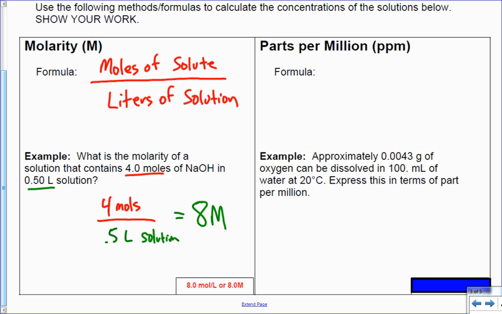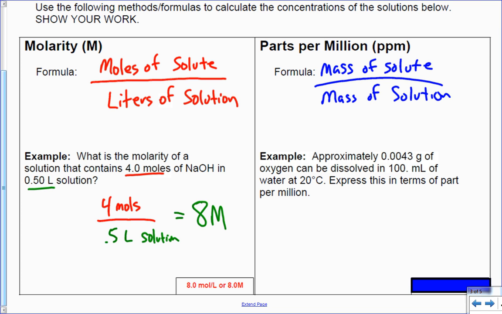Parts per million is a little bit different. Parts per million is also on here. It is the mass of the solute, or the stuff being dissolved, that's what solute is, over the mass of the solution. Now remember, in both of these, the solution is the solute and the solvent mixed together. So it's going to come into play here. It's not going to be that much different, but let's see.